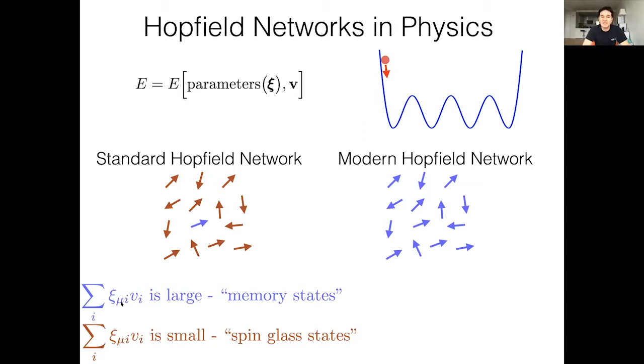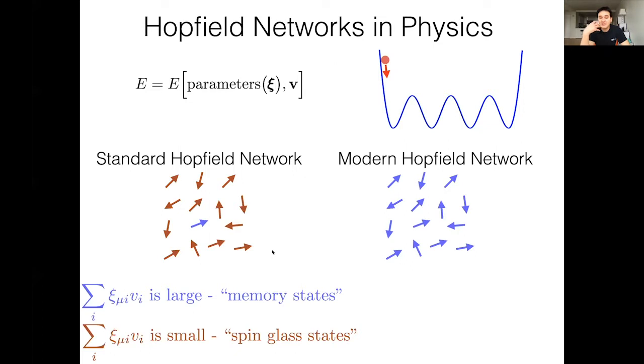Basically, the conclusion from studying various minima of standard Hamiltonians or energy functions in this field of spin glasses is that there are two kinds of minima. There are spin glass states and there are memory states. But in the classical Hamiltonians, the classical Hopfield networks, the majority of local minima are actually spin glass states. So there's only a very small number of those blue arrows. And sometimes you don't have blue arrows at all.